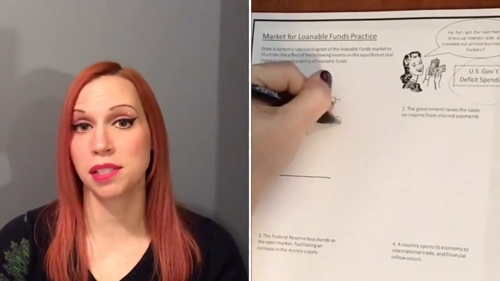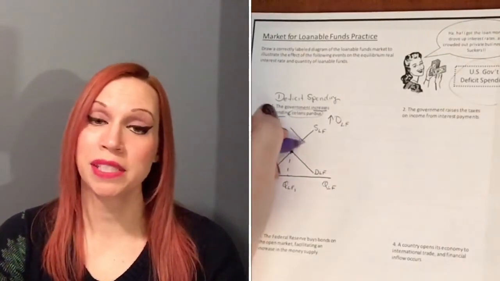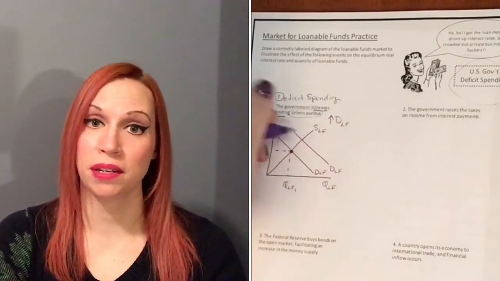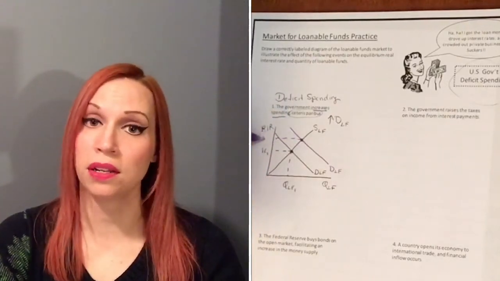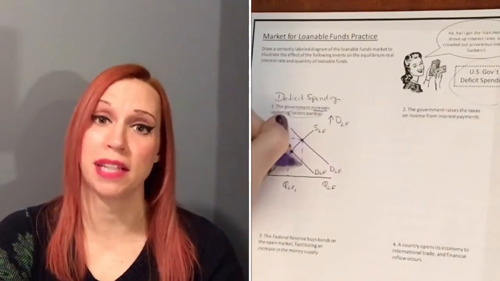So since the government needs to borrow some of these loanable funds, we're going to show that on the graph by an increase in the demand curve of the loanable funds. Now notice that when we shift the demand curve to the right, that's going to lead to an increase in the real interest rate along the y-axis. Now in our notes, we called this situation crowding out.